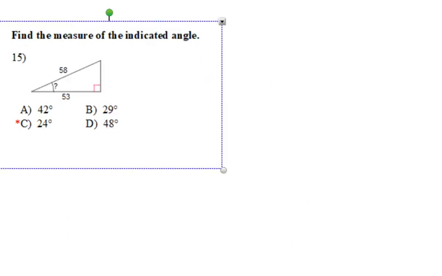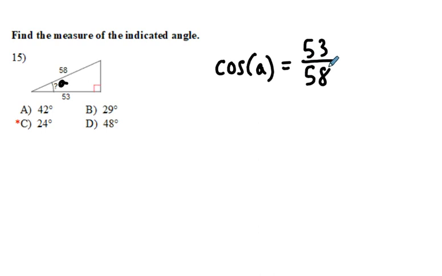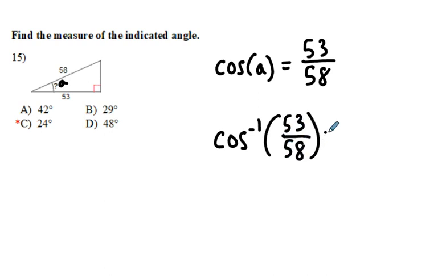15, here we're going to be using an inverse trig function because I don't know the angle. So if I call this angle A, I have the adjacent and the hypotenuse. So I know then that's the cosine ratio. So the cosine of angle A is equal to the adjacent, which is 53, divided by the hypotenuse, which is 58. I don't know the angle, so I have to use the inverse. The inverse takes the ratio of the sides as the input and outputs the angle.